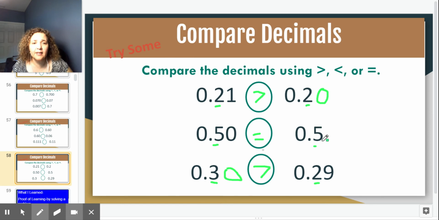5 tenths is the same thing as 5 tenths. So 50 out of 100 is the same thing as 5 out of 10. So they are equal. I could add a 0 here and I could say that they are equal because I have a 5 in the tenths spot in both places. Okay, this one I have a 3 in the tenths and I have a 2 in the tenths. So which one's bigger? Well, obviously the 3, right? I could add a 0 here to make it easier for you to compare. That would be 30 out of 100 or 29 out of 100. Which one's bigger? 30 out of 100 is bigger.